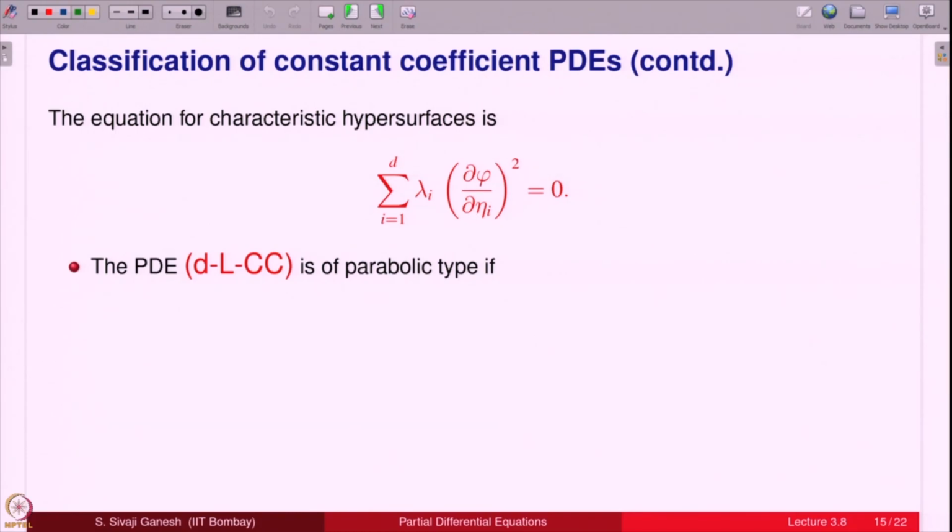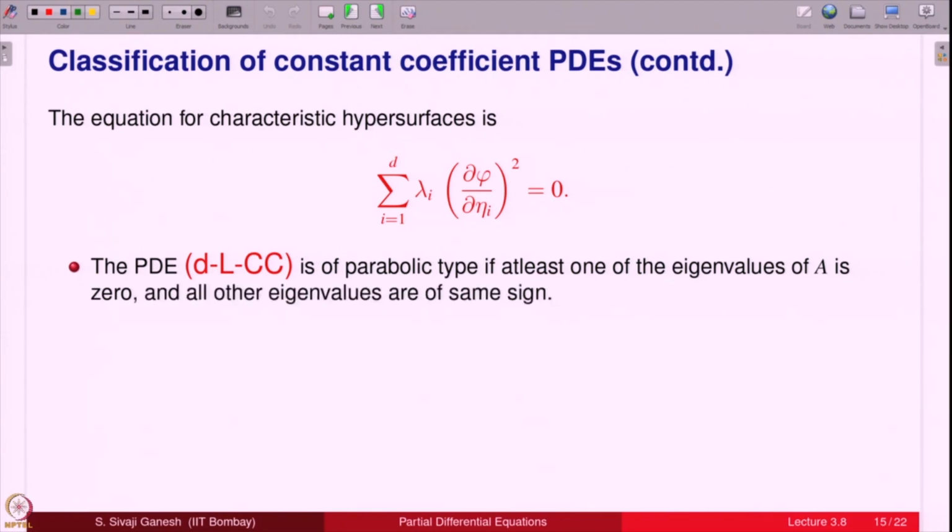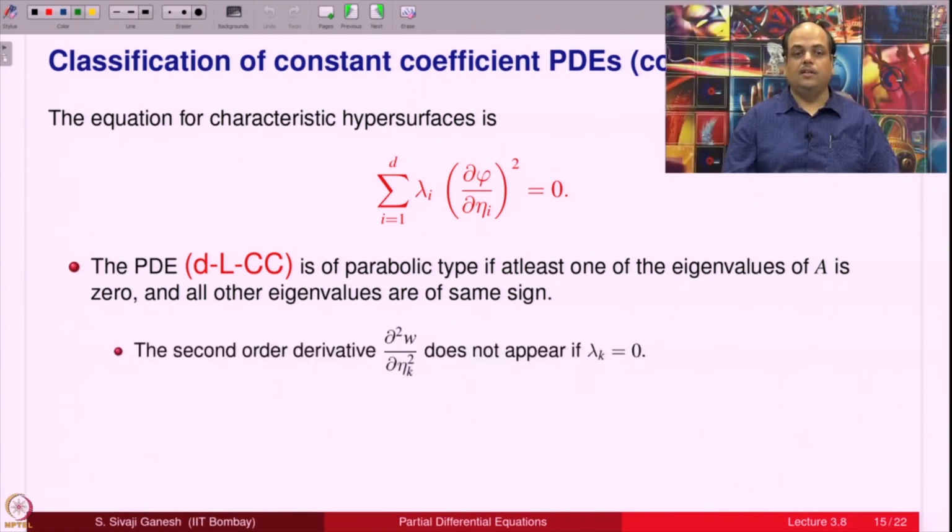Now, how about parabolic type? When is it parabolic type? What is the definition? It says one of the independent variables should be missing in the principal part. At least one of the eigenvalues of A is 0. If lambda k is 0, then in the equation dou 2 w by dou eta k square does not appear. So, the PDE DLCC is of parabolic type if at least one of the eigenvalues of A is 0 and all other eigenvalues are of the same sign. The second order derivative dou 2 w by dou eta k square does not appear in new PP if lambda k is 0.